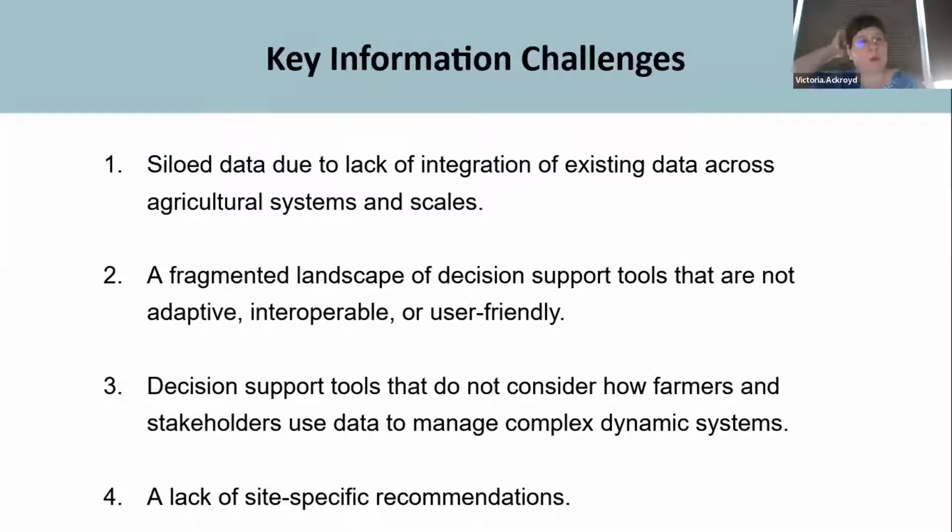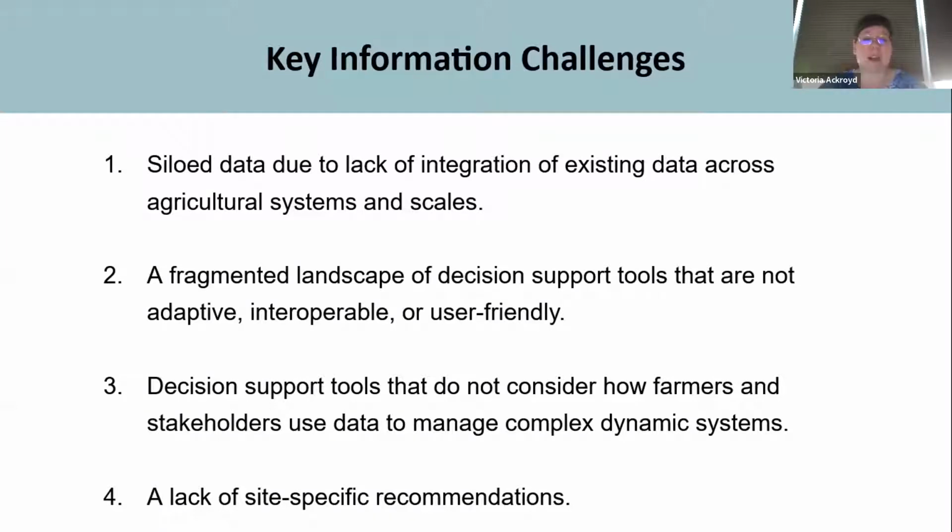However, when we were looking around this environment and surveying these resources, we realized that there were still some key information challenges. Data is siloed because there's a lack of integration of existing data across agricultural systems and scales. And these groups don't necessarily talk to each other. You know, the blueberry growers don't necessarily know what the corn growers are doing. And sometimes there is something good there that they could make use of.